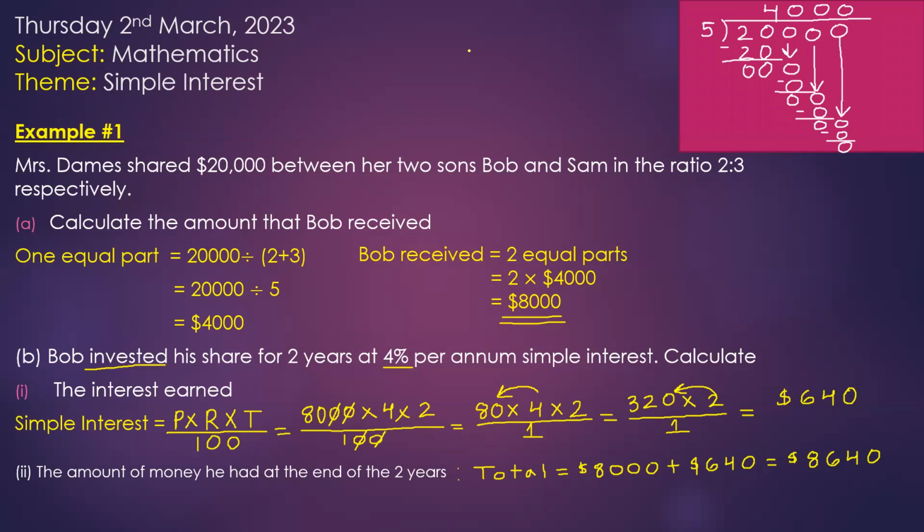Moving on, the amount of money he had at the end of the 2 years. In order for us to find that, we have to take the 8,000 that he had at the beginning plus the 640 that he earned in interest. So 8,000 plus 640 gives us 8,640.